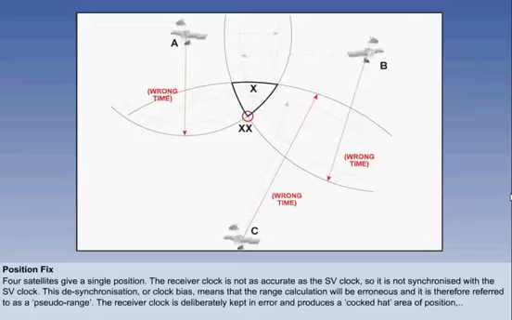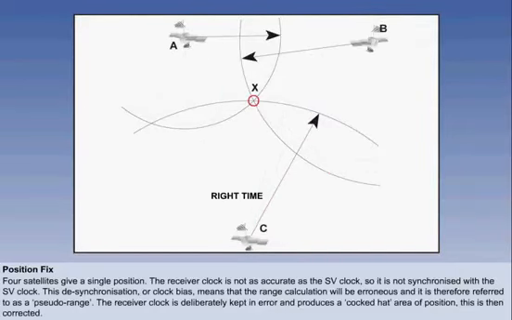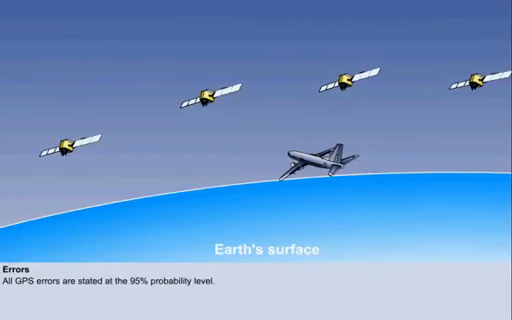As a result, the position lines will not meet in a point, but in a cocked hat. So, when the receiver sets about calculating the correct ranges, it knows that it must reduce the pseudo-ranges. All GPS errors are stated at the 95% probability level. That is, 19 out of 20 times, the accuracy will be within the stated limits. Of course, it also means that once out of 20 times, the limit will be exceeded.